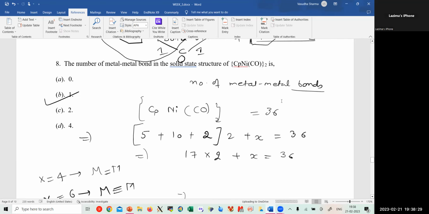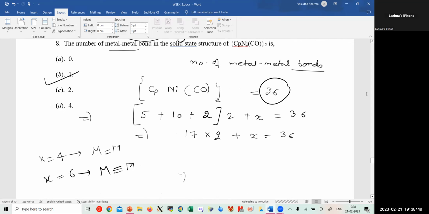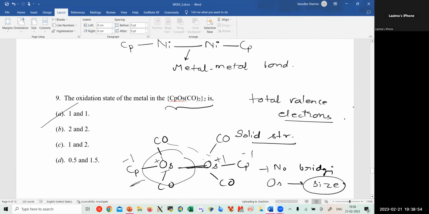Now, from one single question, one single calculation, we can solve the 3 questions. Firstly, it asks how the structure looks. So we got to know that the bridging one is the right option. Now it is asking for the number of metal-metal bonds, which I've already calculated: there is only one metal-metal bond. So the answer is B, which is 1. And as I was telling, in the case of nickel-nickel, the carbonyl comes as a bridging one.